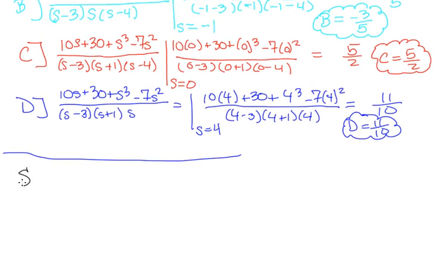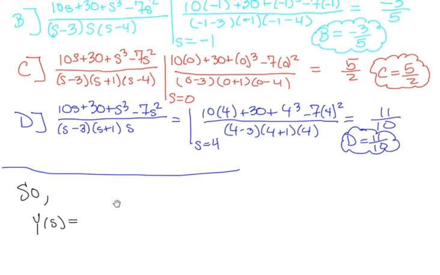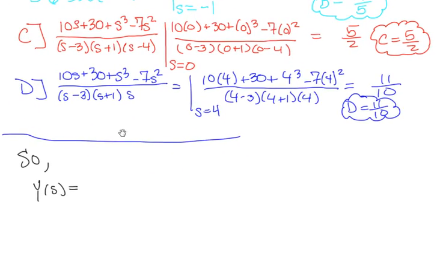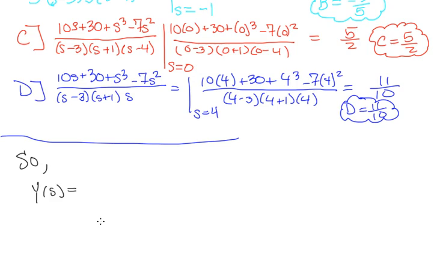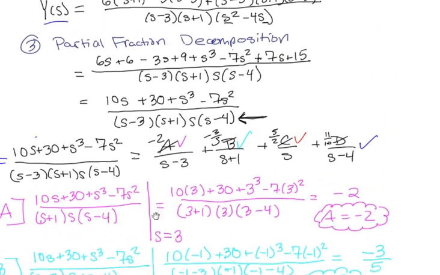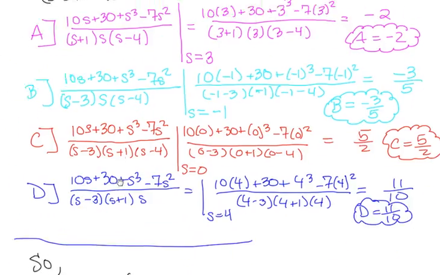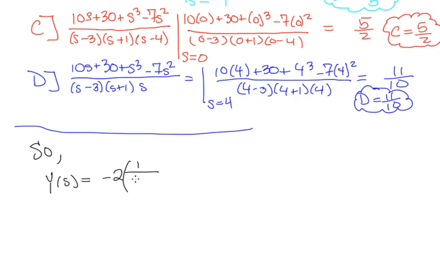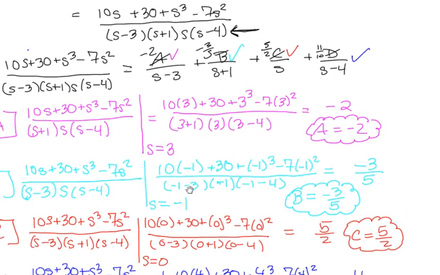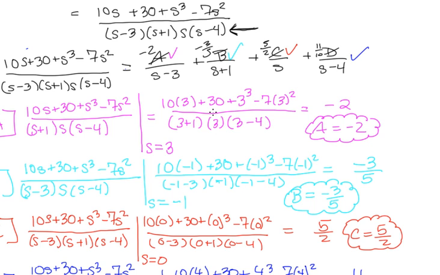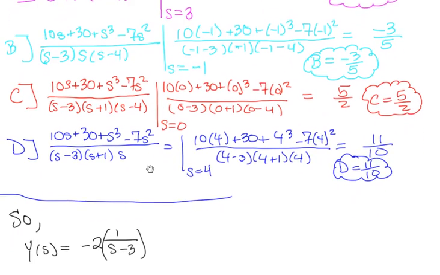so basically, capital Y of S equals negative 2 times 1 over S minus 3. Negative 3 over 5 times 1 over S plus 1.